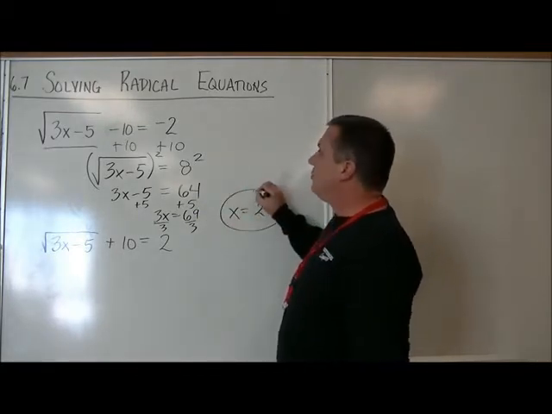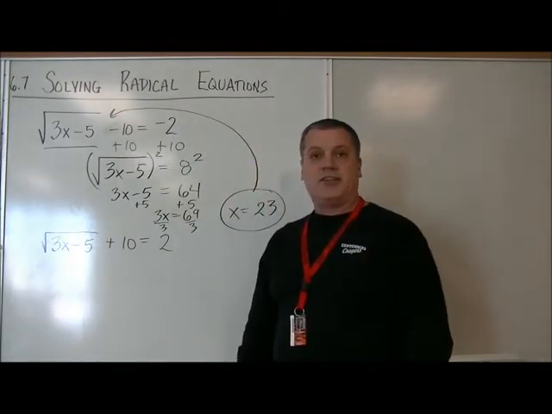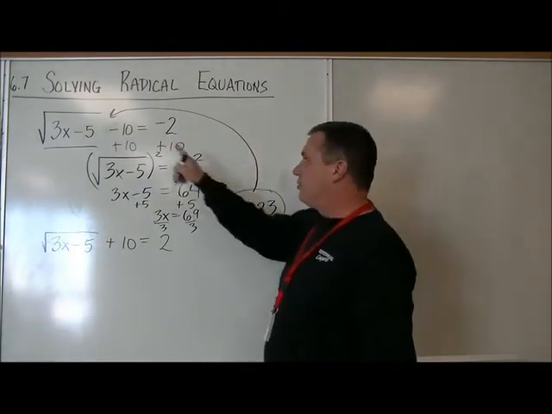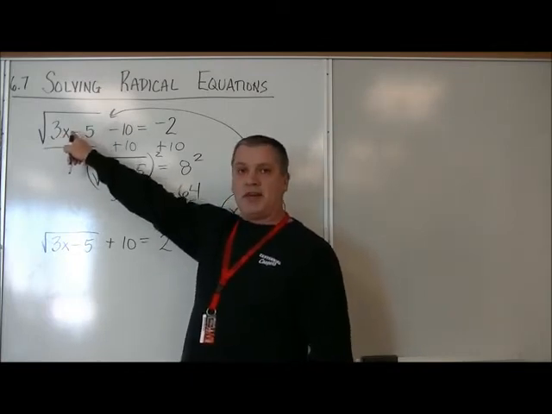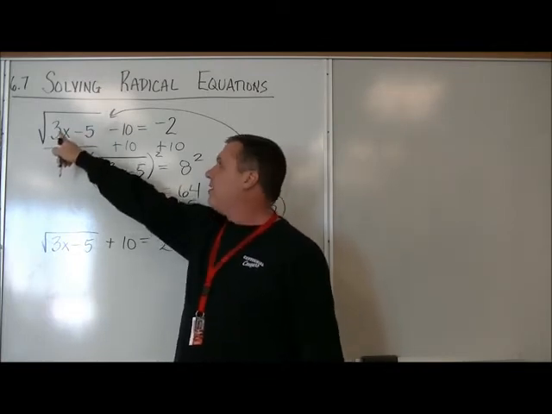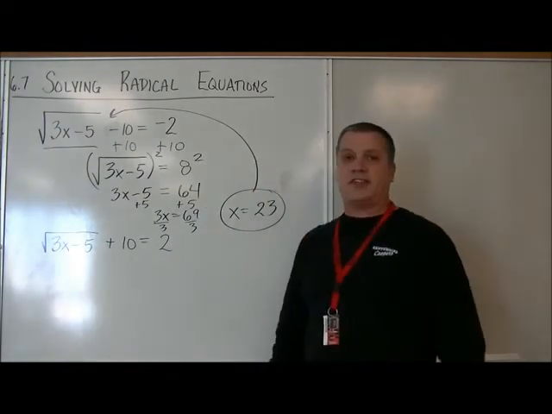And again, the cool thing about these problems is it doesn't take me very long to check and see that I got the right answer. If I plug 23 in for x, 3 times 23 is 69, minus 5 is 64, the square root of that is 8, minus 10 gives me negative 2. So I know that that number checks out.